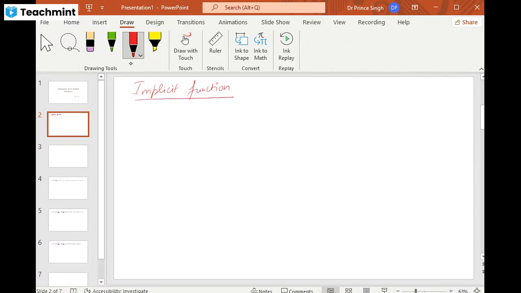So let us consider an example to understand the same. Suppose we are considering a function f of x, y is equal to x square plus y square is equal to 1. This is the equation of a circle. In this case, we have a function which depends upon two variables. But it is not possible to express any one of the variables as a function of the other. For example, if I calculate the value of y, then y is plus minus square root of 1 minus x square. So we are not able to get a unique value of y as a function of x with the help of this relation.